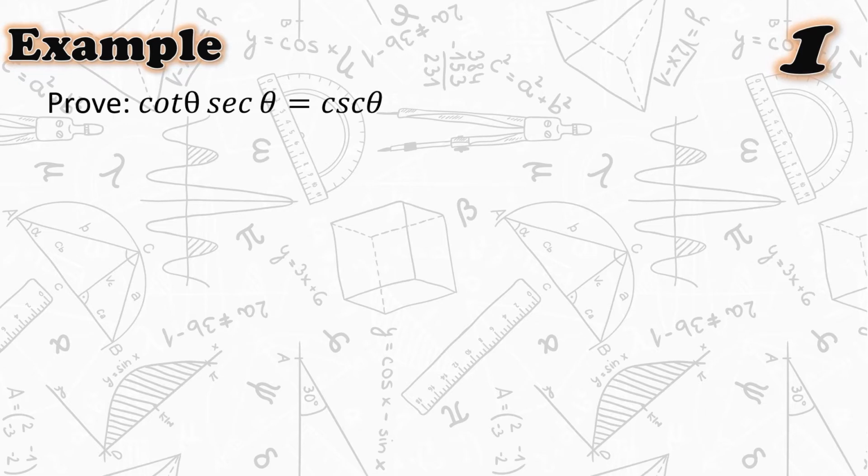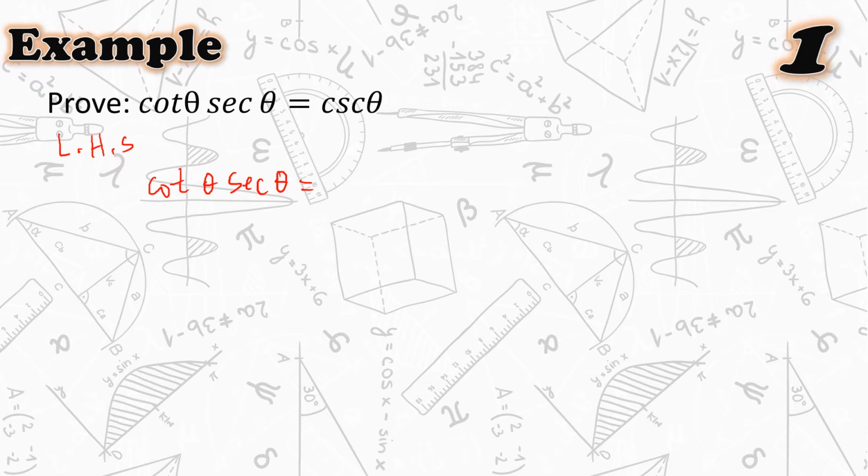Prove cotangent theta secant theta is equal to cosecant theta. From the previous slide, in here we can say that the left-hand side is the one that is more complicated. So, working on the left-hand side, we have cotangent theta secant theta. We're going to manipulate this left-hand side in such a way that we can simplify this into an expression or a trigonometric function that is equal to cosecant theta.